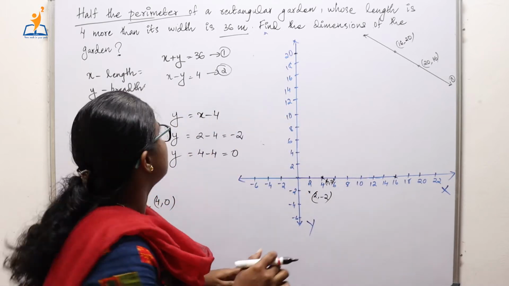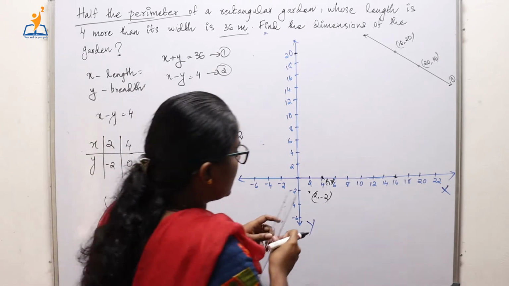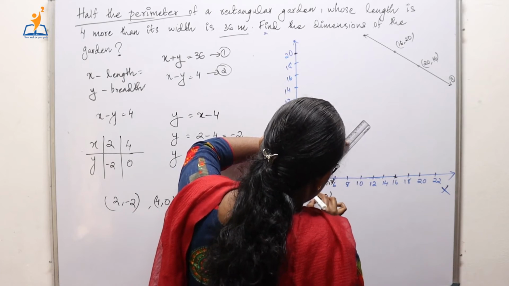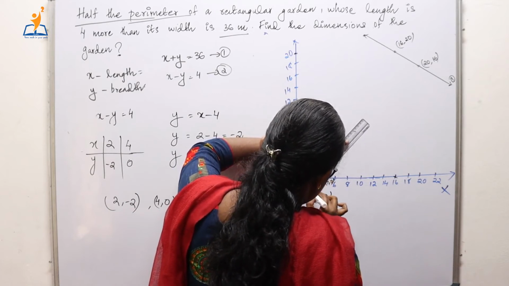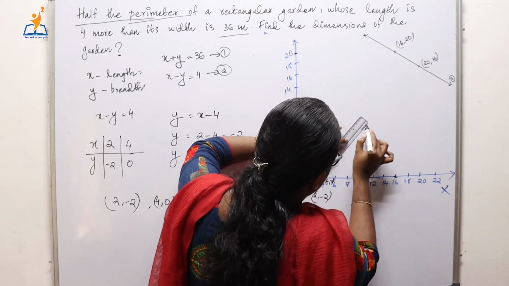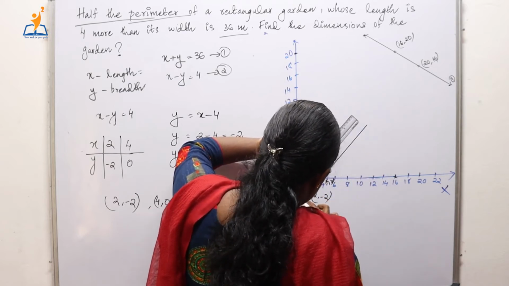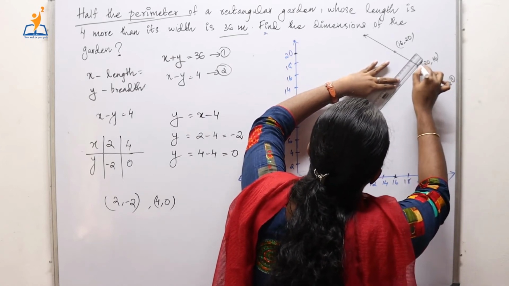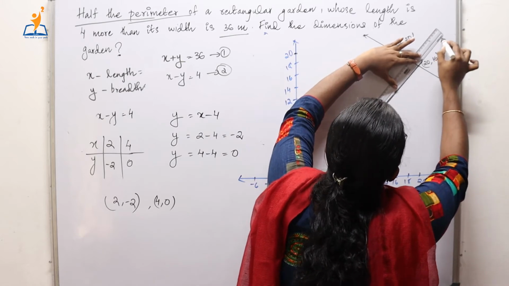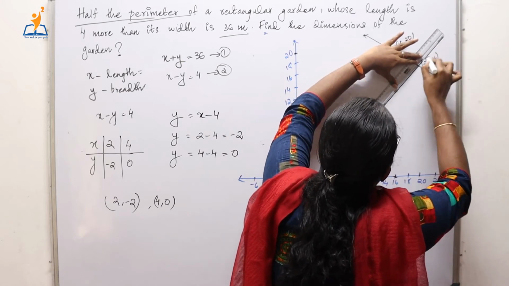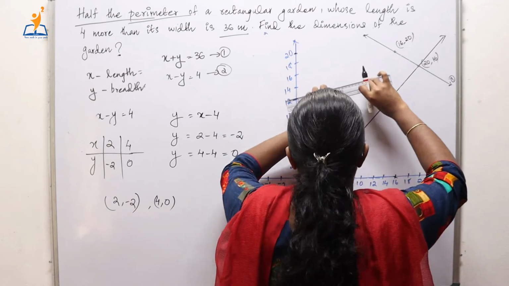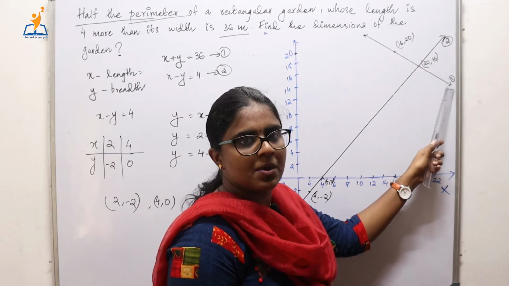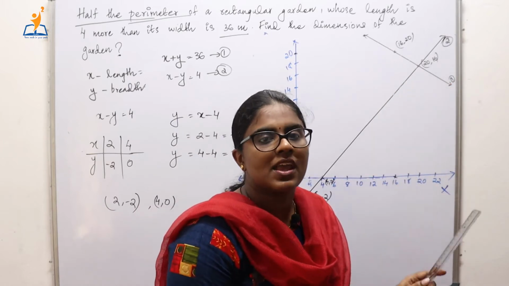Joining these 2 points, we will get the solution for this particular equation. Now we are going to join these 2 points and form a line. This is the line joining these 2 points, and we are extending this line to find the point of intersection of the lines representing equations 1 and 2. So this is our line representing equation number 1, and this is the line representing equation number 2.